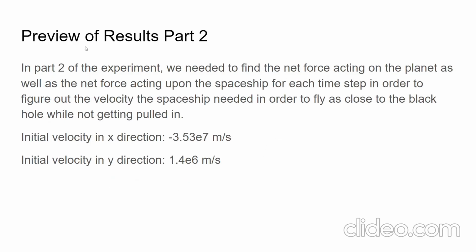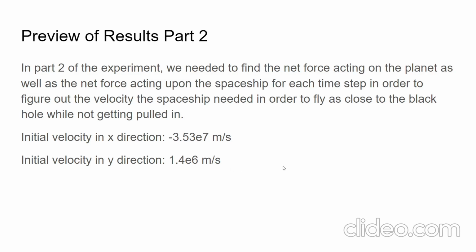For the results of part 2, we needed to find the net force acting on the planet as well as the net force acting upon the spaceship for each time step in order to figure out the velocity the spaceship needed in order to fly as close to the black hole while not getting pulled in. For the initial velocity in the x direction, I got negative 3.53 times 10 to the 7th meters per second, and the initial velocity in the y direction, I got 1.4 times 10 to the 6th meters per second.